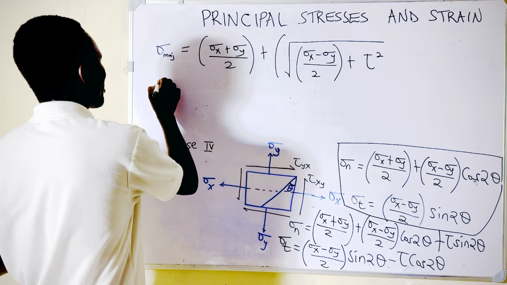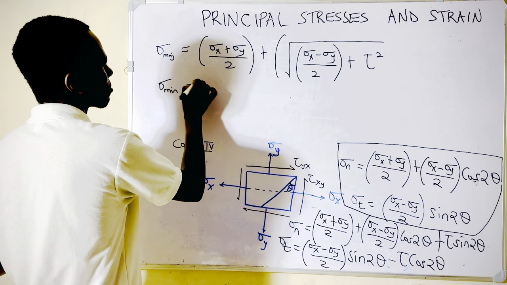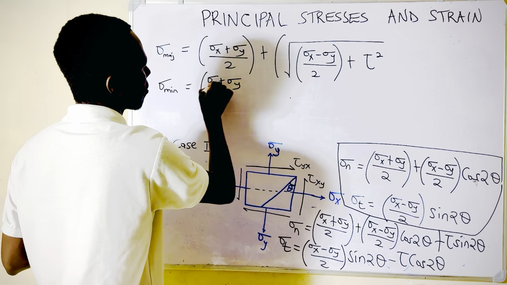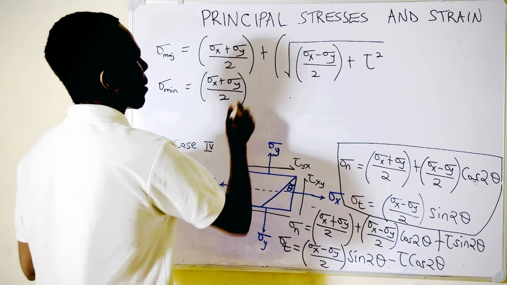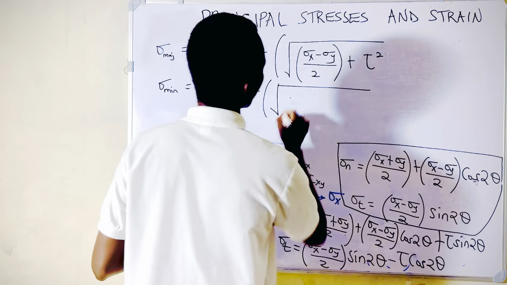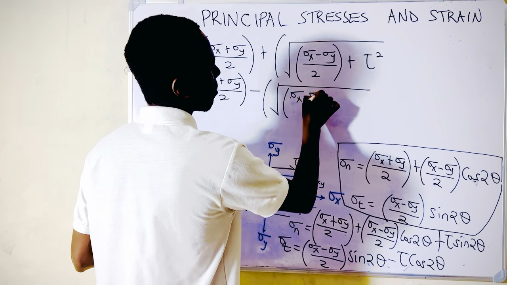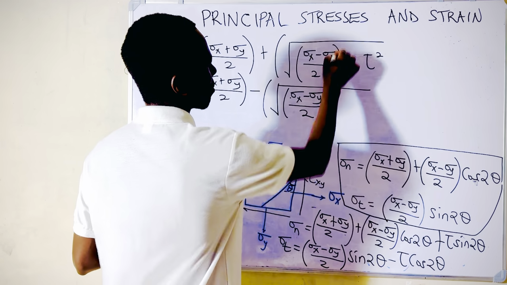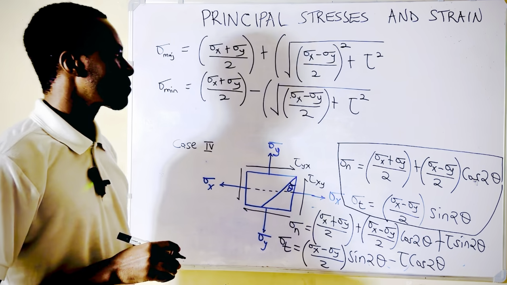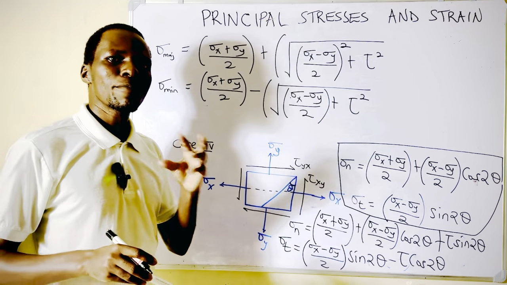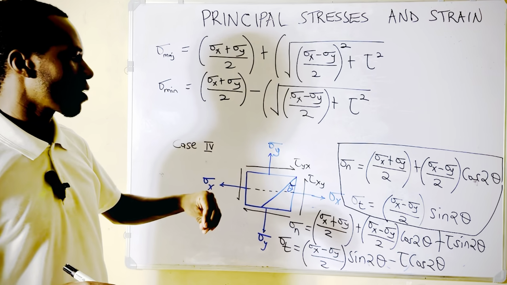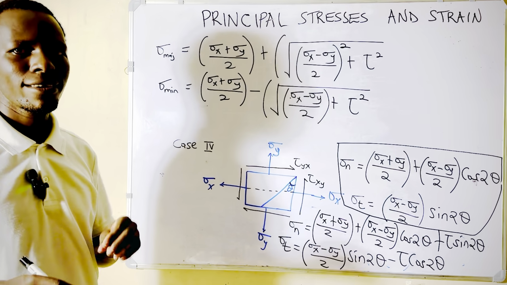But what if the question wants me to find minor principal stress? This is given by sigma x plus sigma y by 2, and then here is minus. That's the difference only. The rest remains the same. Sigma x minus sigma y by 2. Mind you, this is square, sorry. So plus tau square. Okay. So in exam, once you're asked to find the major principal stress and the minor principal stress, these two expressions will help you. And all of them have been obtained from this one, fourth case.